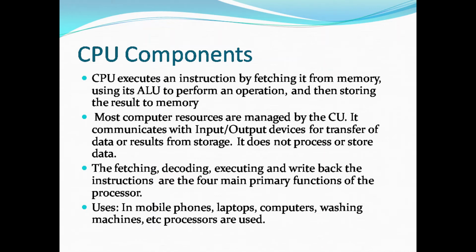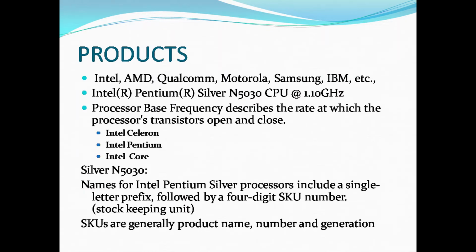In mobile phones, laptops, computers, washing machines, we have processors. There are various companies involved in the manufacture of processors: Intel, AMD, Motorola, Samsung, IBM. You have heard of these companies. Here I have given an example from the name of the processor. How can we identify the details about the processor?